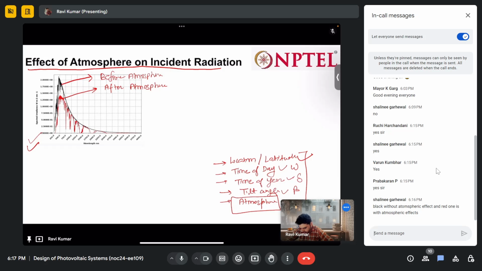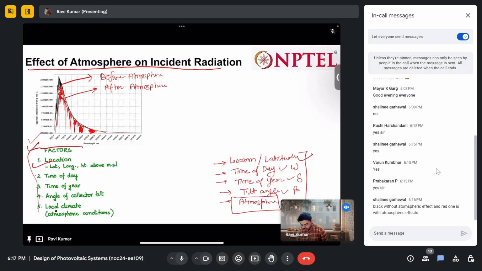Okay, so you can see this is the loss of radiation. So there is so much radiation which is being lost due to this atmosphere. Why? What are the factors which are causing the loss in this incident radiation? Okay, first I will show you other factors. Factors were like this: location, time of day, time of year, angle, and atmospheric effect. Now tell me, in this atmospheric effect, what components do you think are responsible for minimizing the incident radiation?